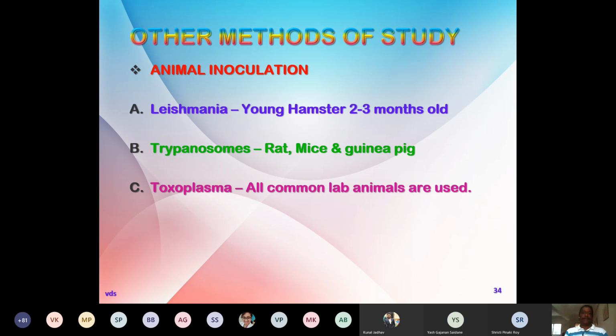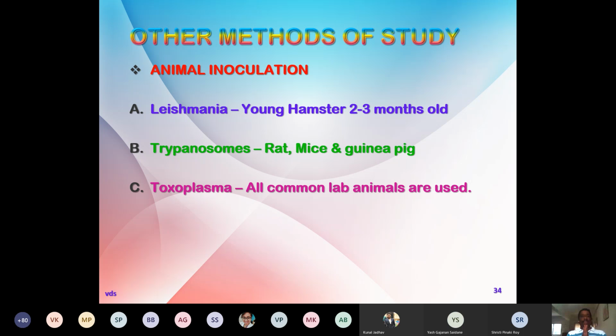Okay. Then animal inoculation. As I've told you, animal inoculation is carried out only in those particular laboratories which have the permission to use animals as experimental animals. They have to take permission from the government to use animals for experimental use.